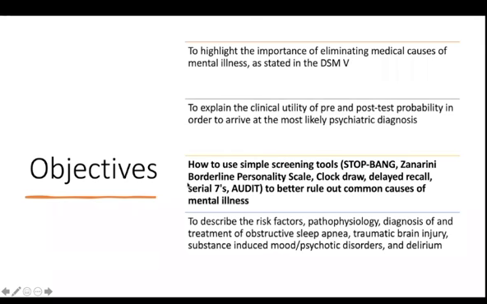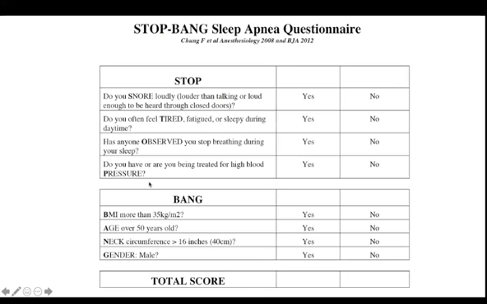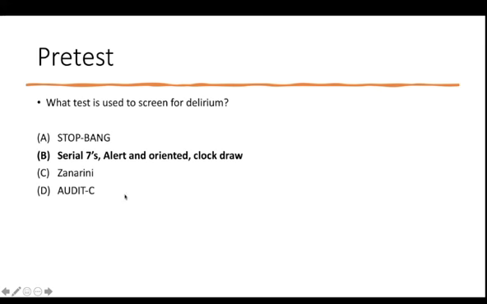I'll just use the invention to convince them. And I'll say, look at this cool scale. Oh, it's so good. And then you probably have obstructive sleep apnea. Why don't you try it? So this is what we're going to learn. What scale is used for sleep apnea? We said that, STOP-BANG. What test is used to screen for borderline personality disorder? That's the Zanarini. What test is used to screen for delirium? It's serial 7s, alert and oriented, and clock draw. And the last one, AUDIT-C, of course, is used for alcohol.